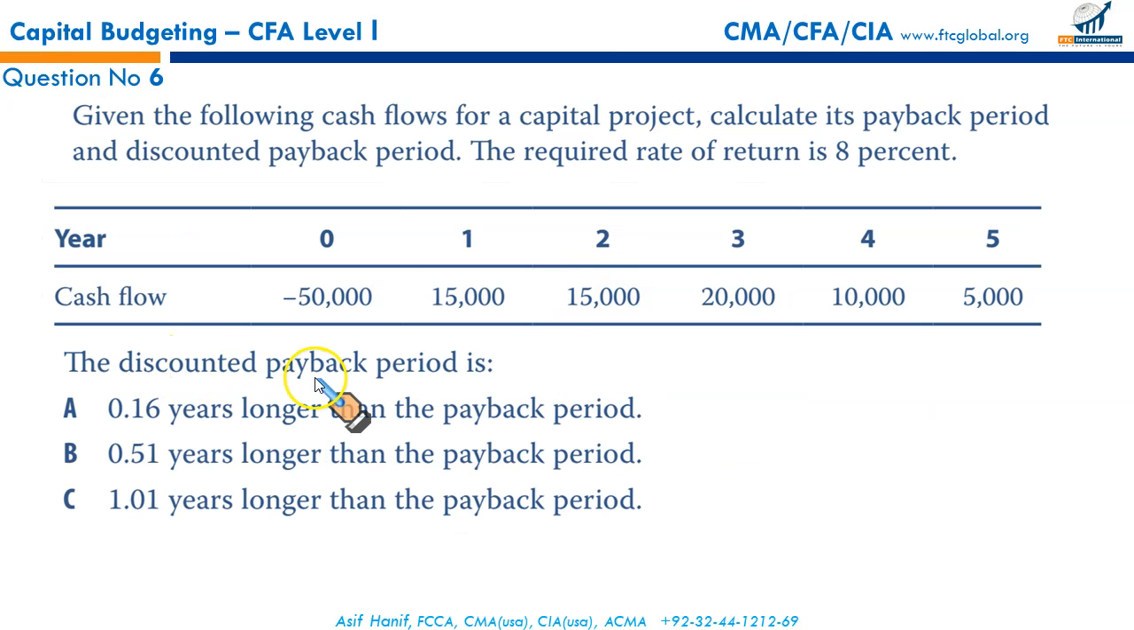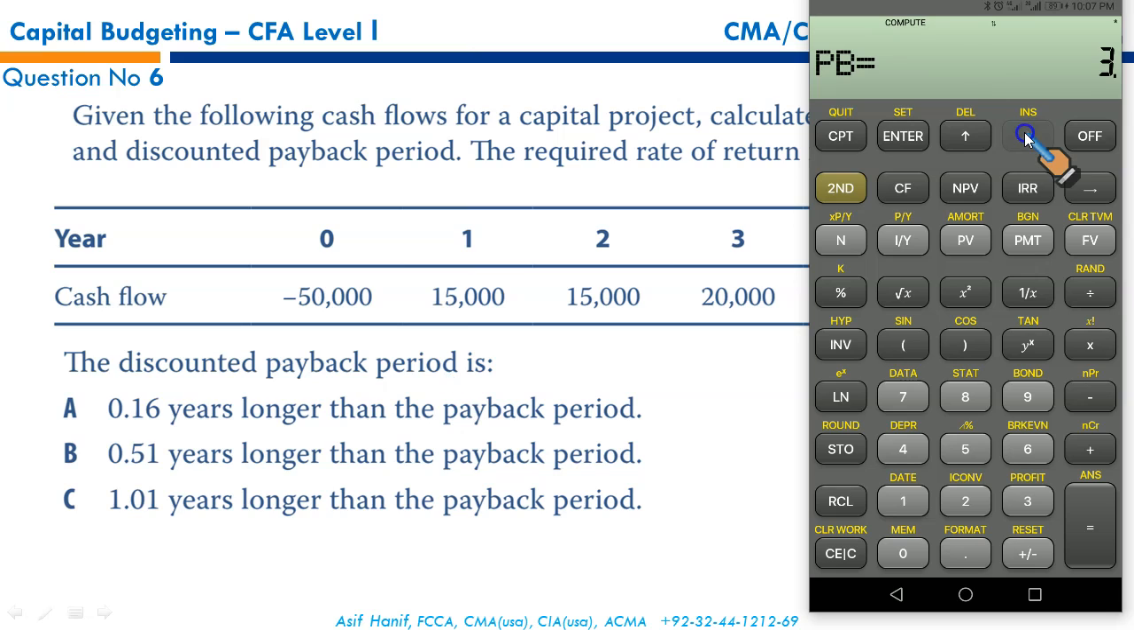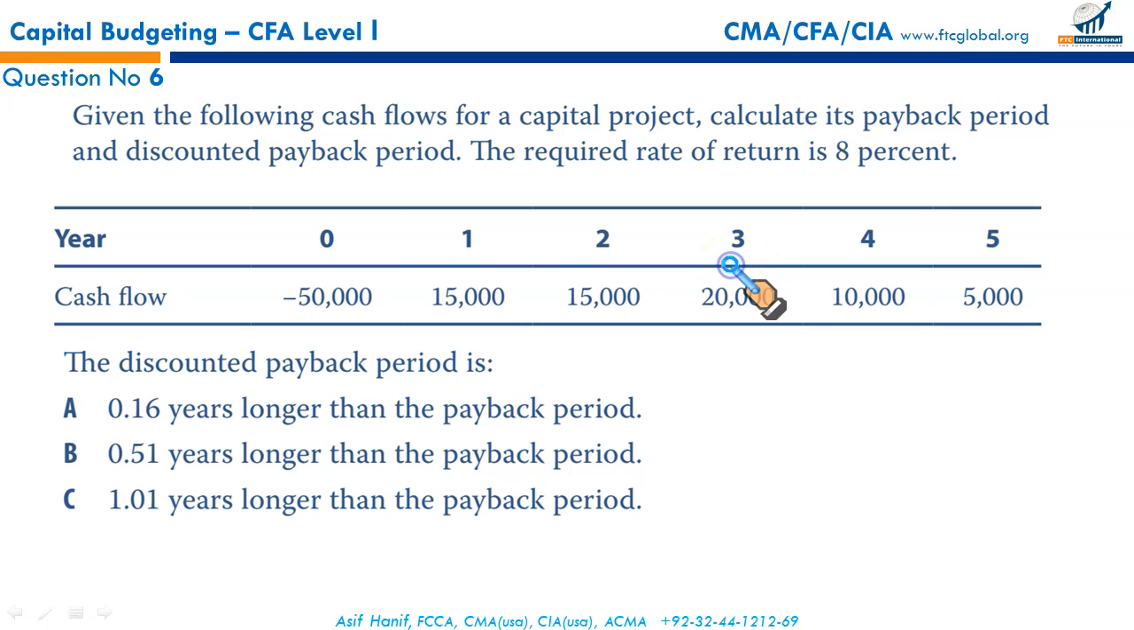In the same sequence of questions, same question, the discounted payback period we just calculated was 4.007, and the simple conventional payback is 3. So the difference between the discounted payback and the payback is 1.01. Right? So that makes C the correct option. Still we have to calculate the IRR, and I think it will be there. IRR, 10.879.